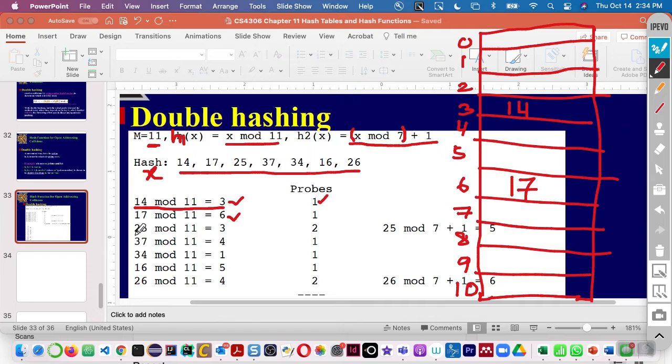Third one, 25 mod 11 is 3. So it fails. Since it is the same index that is already used, it will do the second hashing. So here the second hashing equal to 25 mod 7, this one first, then 4 plus 1 equal to 5. Okay, but let us go for the others.